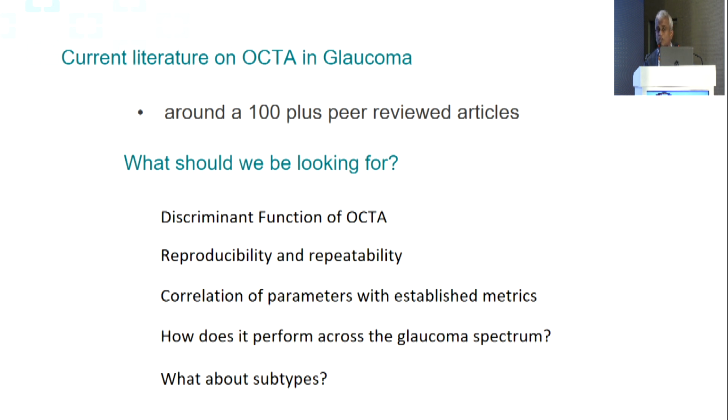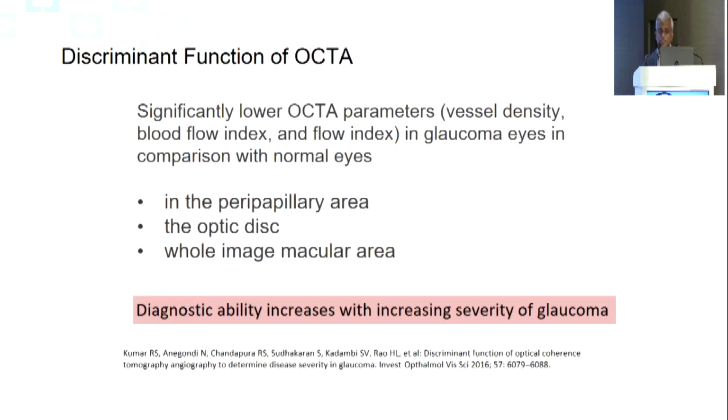So what should we be looking for? How good is OCTA as a tool to pick up or evaluate glaucoma? How repeatable or reproducible is it? What's the correlation of the parametrics with established metrics like nerve fiber layer thickness and visual fields? How does it perform across the different types of glaucoma spectrum, and what are the subtypes?